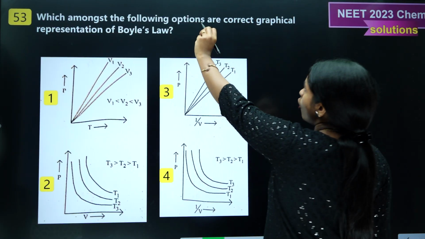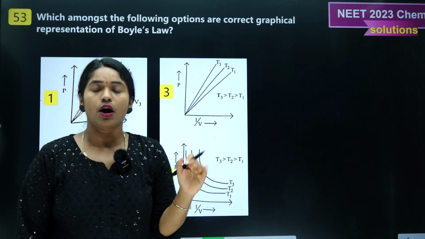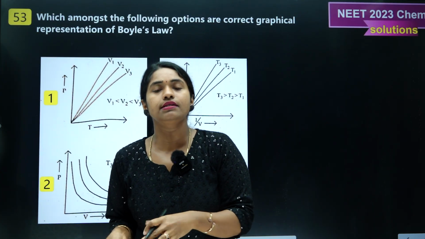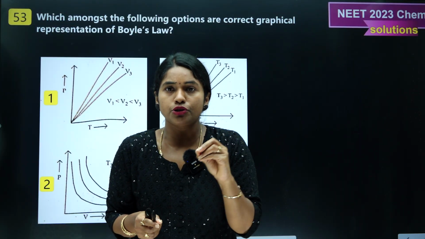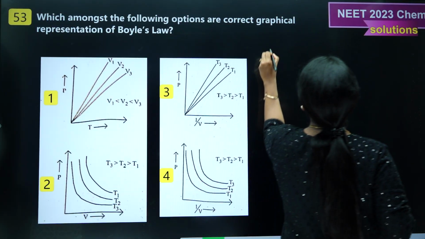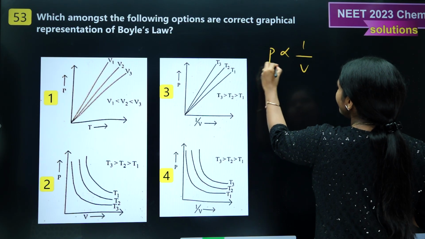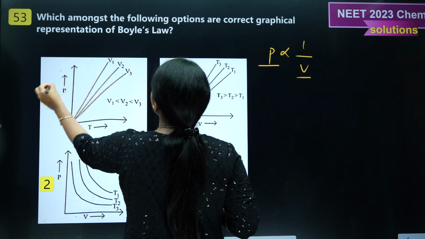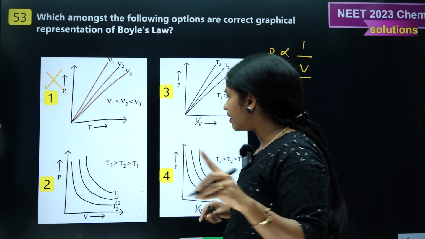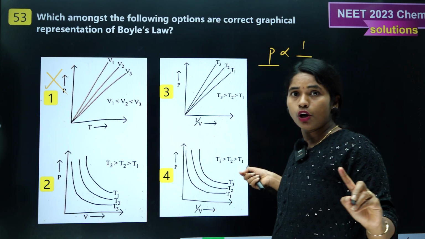Which among the following options are correct? Graphical representation of Boyle's law. What do you mean by Boyle's law? Boyle's law states that pressure is inversely proportional to volume. So P is inversely proportional to V. Here the graph can be drawn between pressure and volume. See here, pressure and temperature. So this is not the correct graph, and we can directly eliminate it. In the remaining three, pressure and volume is correct.